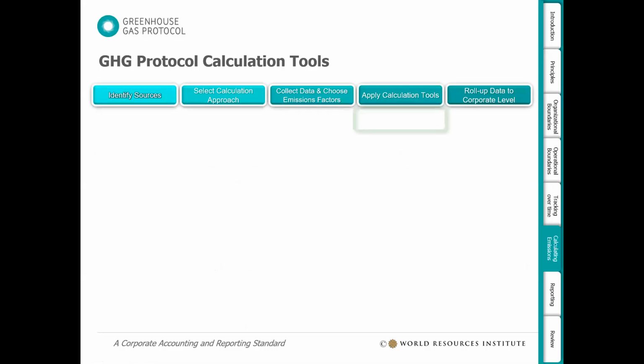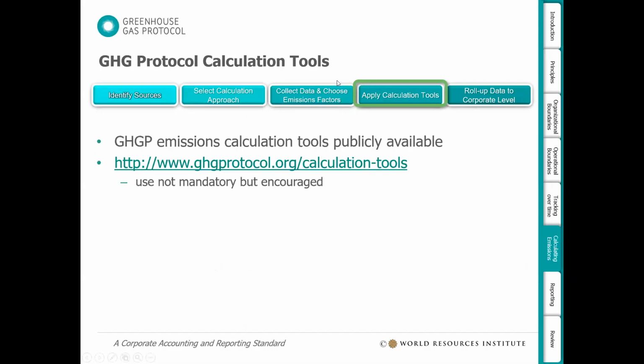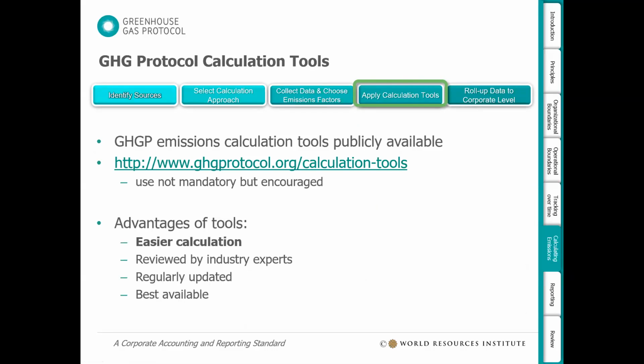Previously, I mentioned the GHG protocol set of calculation tools. These are freely available from the GHG protocol website. We don't require companies to use them. We simply provide them to help companies get acquainted with the process of calculating emissions. The tools are relatively simple to use and have been developed in collaboration with industry experts, so they would offer best practice for many industries and sources.